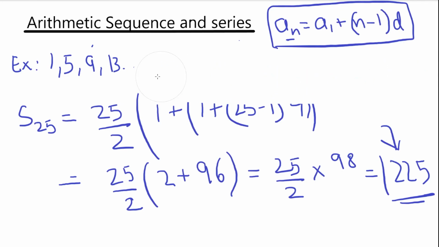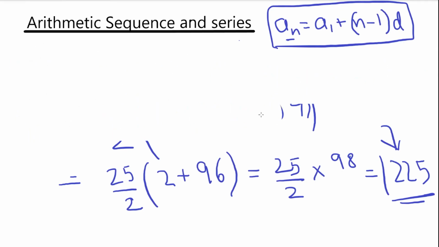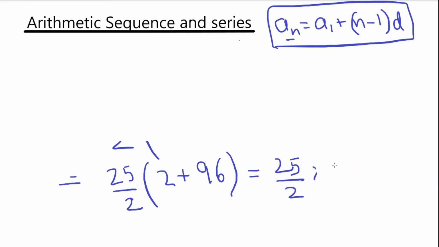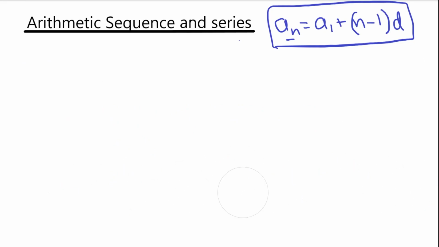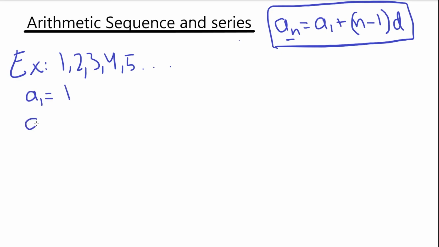Let's do another question, and this time we can try and prove it by having a smaller n value, so we can actually calculate the sum. So let's say the sequence is 1, 2, 3, 4, 5, and so on. So a1, the first term, is 1. The d is 2 minus 1, which is 1. And n will be given in the question.